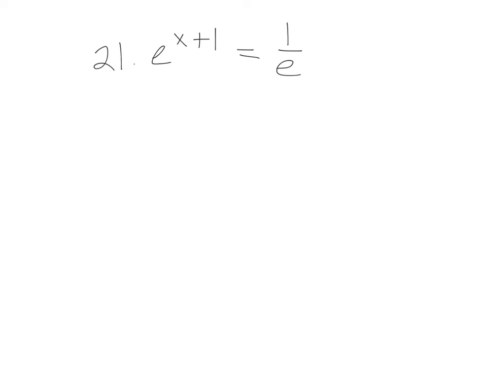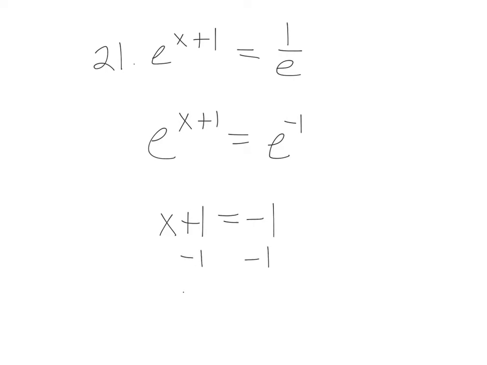Next one, again, we're going to see if we can get like bases. And this is definitely possible here. We both can get a base of e for these. We already have a base of e here. Here we have e in the denominator, but we know if we flip the base, that flips our exponent negative. And now since our bases are the same, we have the one-to-one property, so we can set the exponents equal. I'm going to subtract over 1 to solve for x, and we have x equals -2.